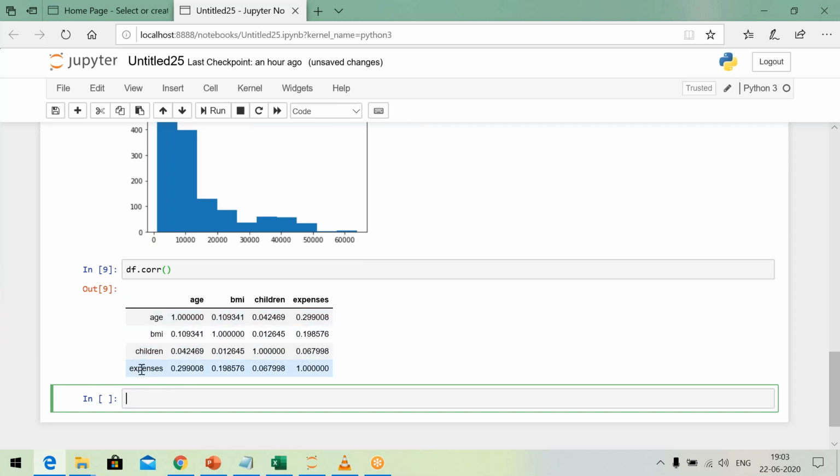We are very much interested in this variable because we want to predict only this value. We are always interested in the variable which we want to predict. So we want to know how this variable is related to age, how this is related to BMI, how this is related to children. Got it?